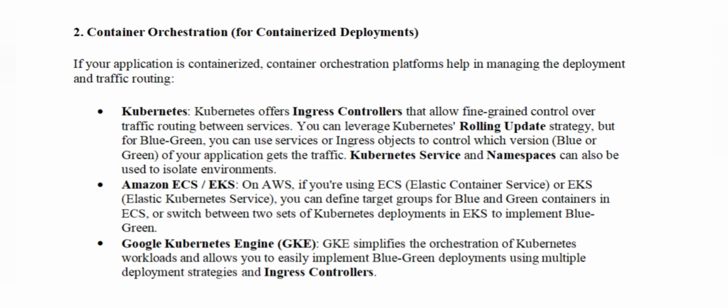The second is Amazon ECS or EKS. On AWS, if you are using ECS, that is Elastic Container Service, or EKS, which is Elastic Kubernetes Service, you can define target groups for blue and green containers in ECS or switch between two sets of Kubernetes deployments in EKS to implement blue-green deployment. The next is Google Kubernetes Engine or GKE. GKE simplifies the orchestration of Kubernetes workloads and allows you to easily implement blue-green deployments using multiple deployment strategies and ingress controllers.